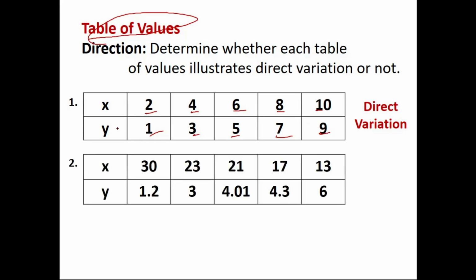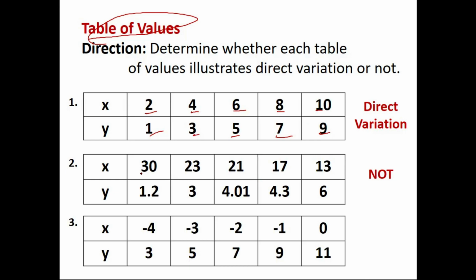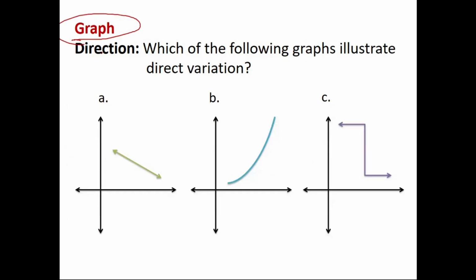Number 2, this table of values does not show direct variation. Number 3 illustrates also direct variation. Pataas ng pataas yung values ng x, pataas din ng pataas yung values ng y. So, ganun lang kadali para ma-determine mo kung ang given table of values ba ay nagpapakita ng direct variation or hindi. Okay, let's come now to graph.